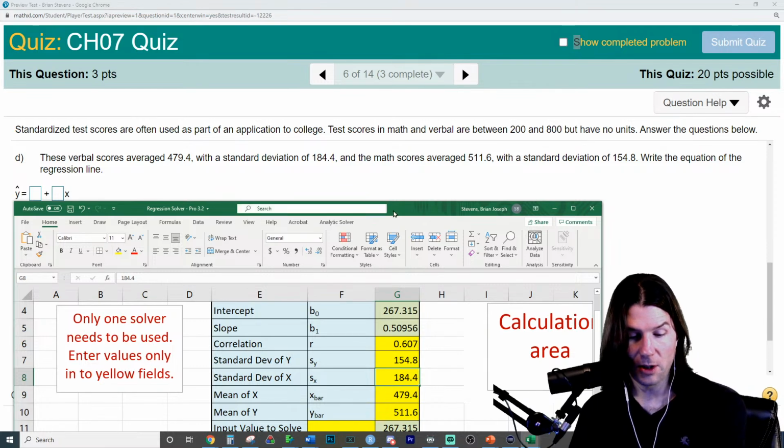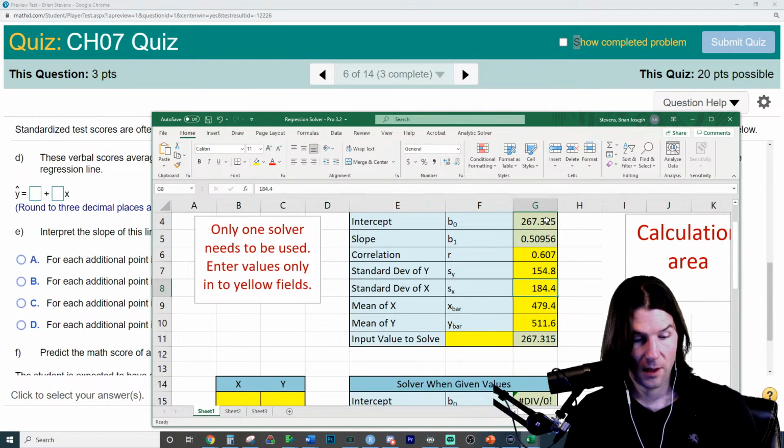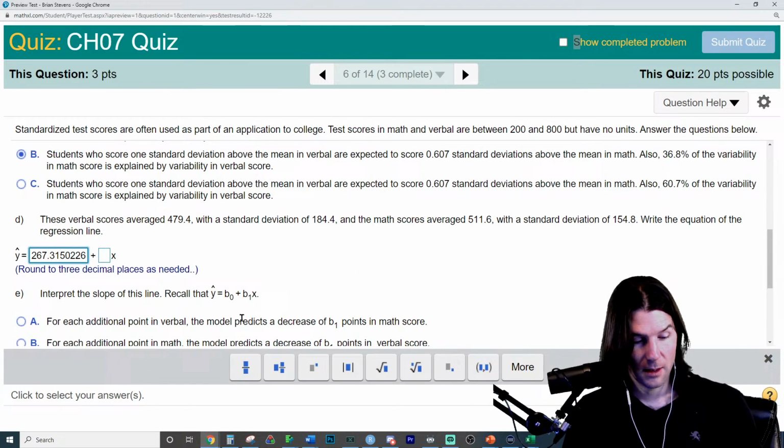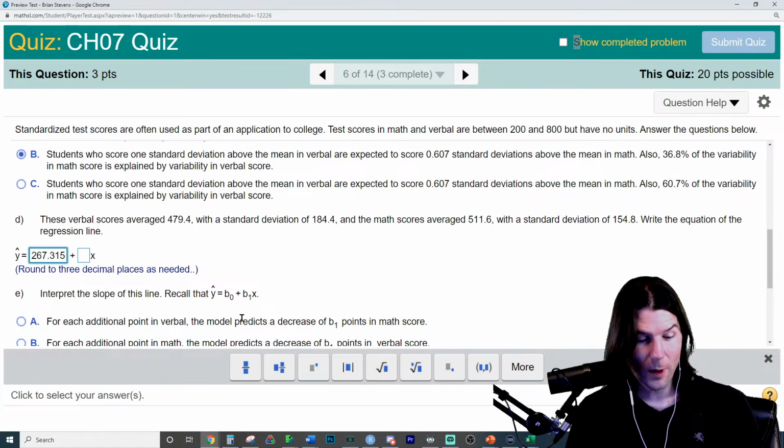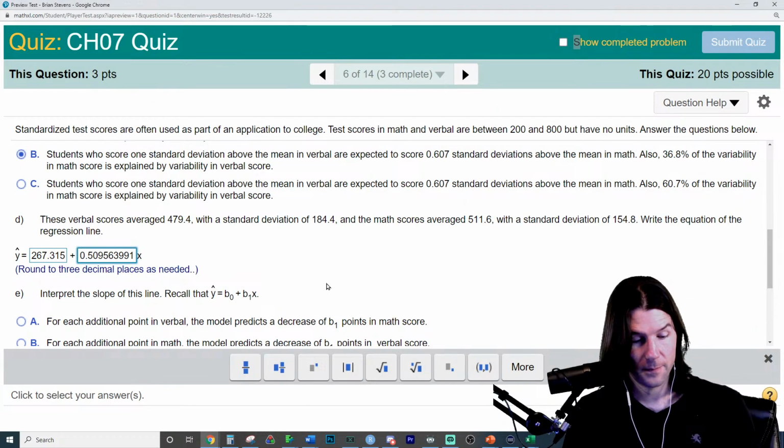Write the equation of the regression line. So here is our intercept. Here is our slope. We're going to go right here. We're going to copy paste. There we go. Round to 3 decimal places as needed. Not today, my Pearson. We're getting our revenge right here. Ooh, that's some rounding right there. Be careful on your rounding.